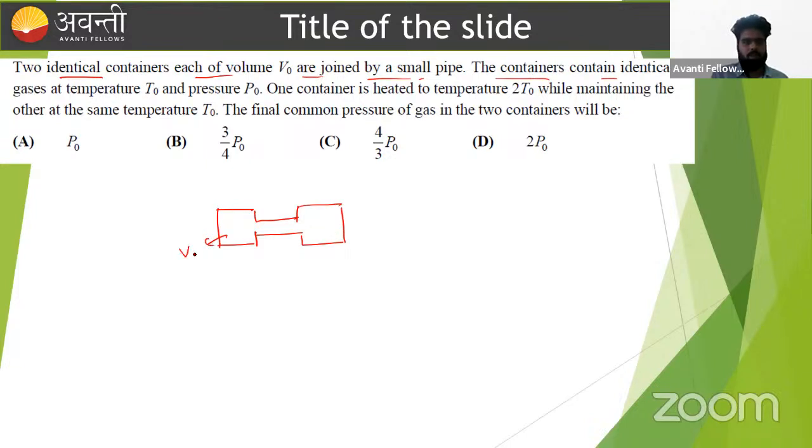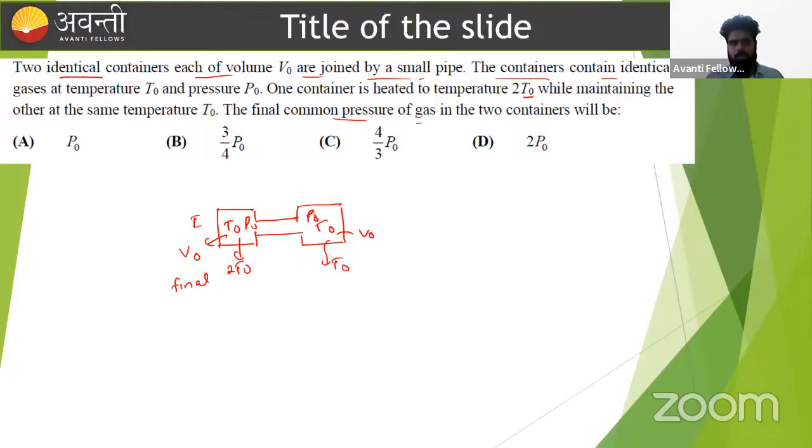Suppose the volume of each container is V naught, joined by a pipe. The containers contain identical gas at temperature T naught and pressure P naught. One container is heated to 2 T naught, and the other is maintained at the same temperature. This is the final condition, and this is the initial condition. We have to find out the final pressure.